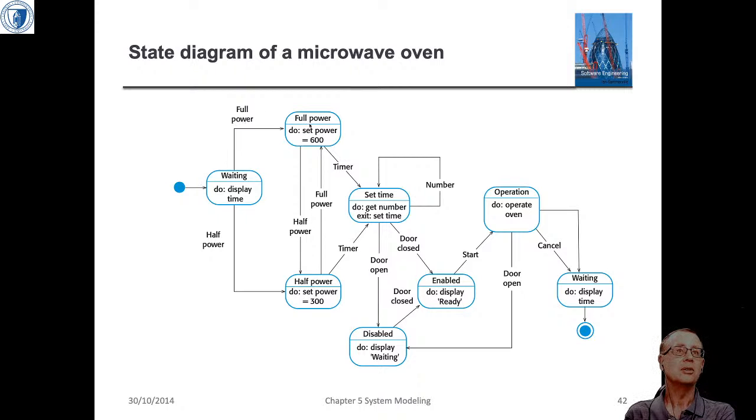We start here, and we can only transition to another state along the arrows. This is saying we go to full power, we want to set the timer, we set the numbers, the door closes, we can start, the door opens, we disable it, we start again. Once the oven is finished operating or gets cancelled, we wait and then we finish. Again, we're starting at this filled-in blue circle and we're finishing at this blue circle with a white annulus around it.